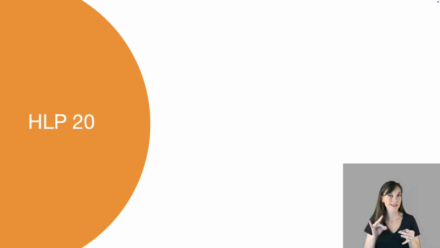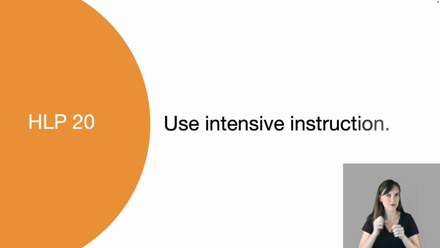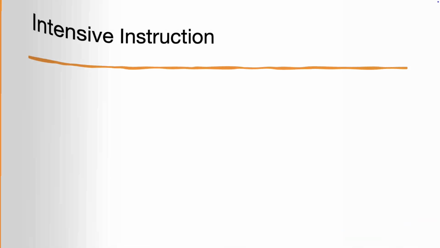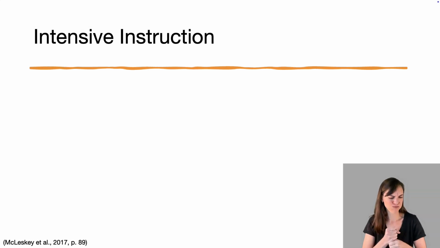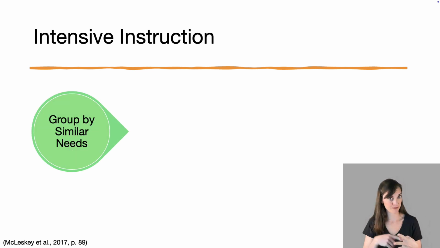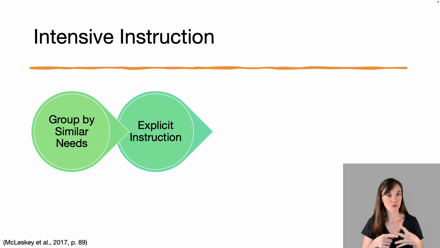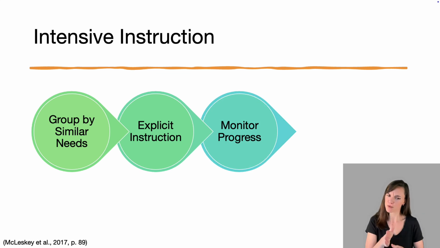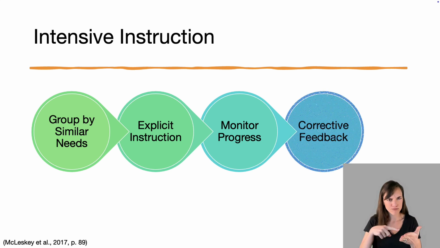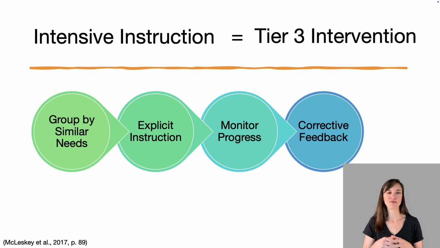HLP 20 states, use intensive instruction. But what does intensive instruction look like? The HLPs define intensive instruction as working with students with similar needs on specific skills, using systematic, explicit, and well-paced instruction, frequently monitoring progress and adjusting instruction accordingly, and providing corrective feedback. This level of instruction is often referred to as Tier 3 intervention.